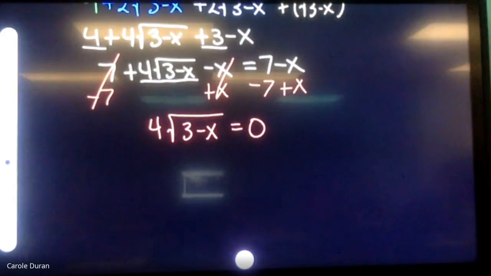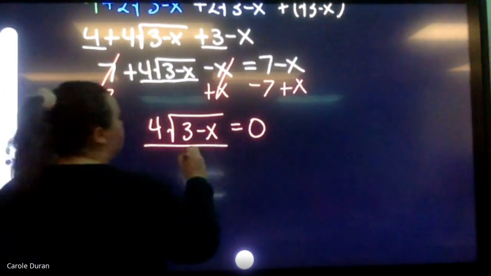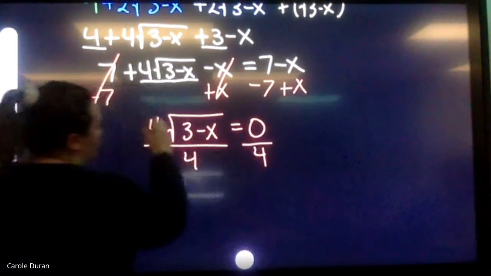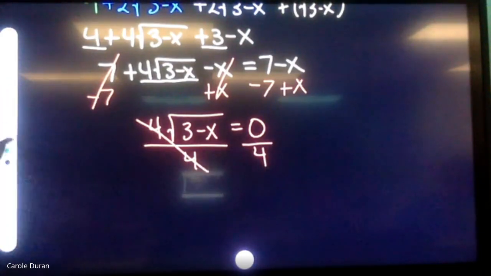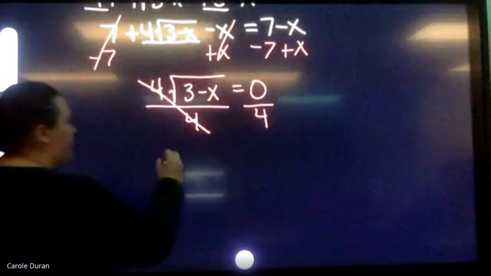Is my radical by itself right now? No, there's a number in front of it that I have to divide out. So we need to divide the 4 from both sides. 0 divided by 4, though, is what? 0. So I have the square root of 3 minus x.